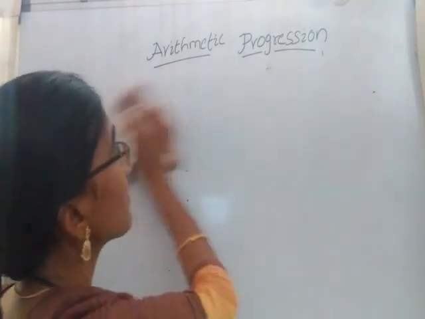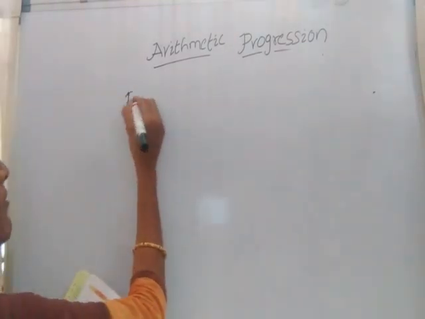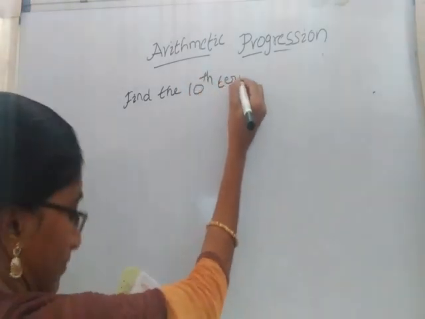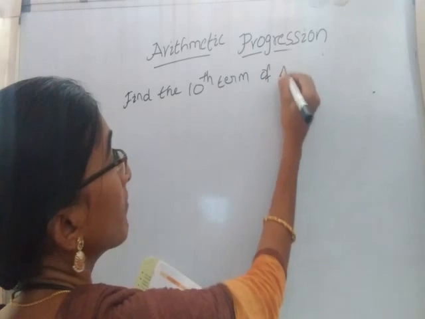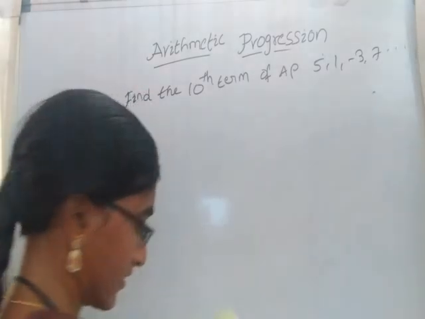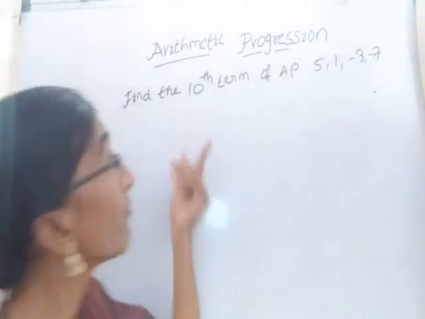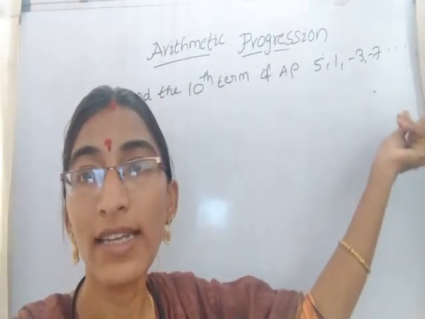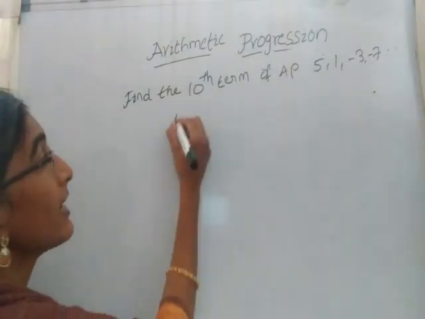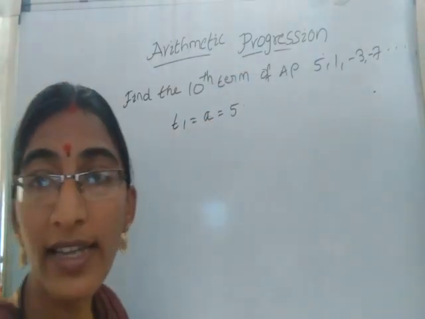Now let us see some problems on this arithmetic progression. Find the 10th term of the AP 5, 1, minus 3, minus 7, and so on. What is the first term here? The first term is represented with T1. T1 is equal to a is equal to 5.